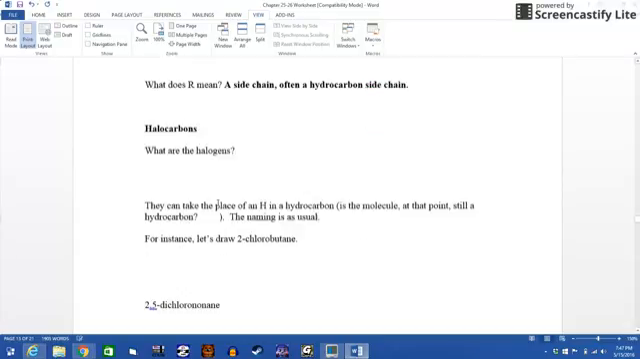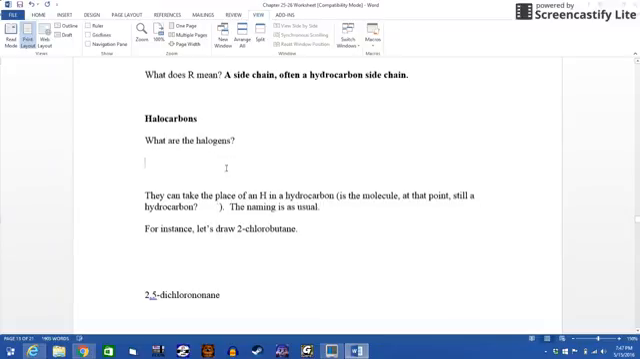Now let's talk about halocarbons. What are the halogens? You should be able to write down the halogens, and if you don't remember, go back into your periodic table notes and write down the 4 main halogens. That's what I need you to do. Now it turns out that they can take the place of a hydrogen, or an H, in a hydrocarbon. Is the molecule at that point still a hydrocarbon when a halogen has taken the place of one of the hydrogens? You've got to say yes or no, and that's part of your homework, so write that in.